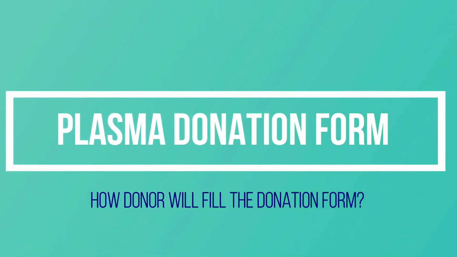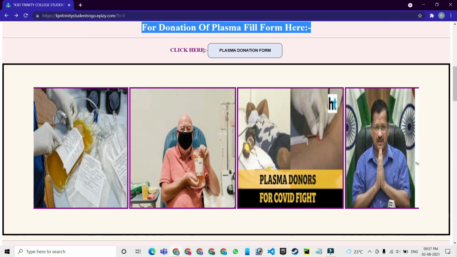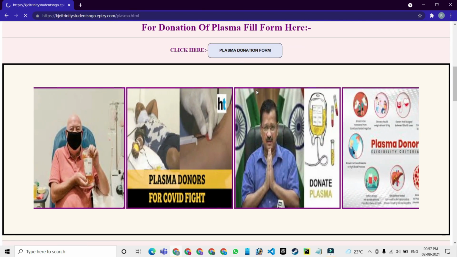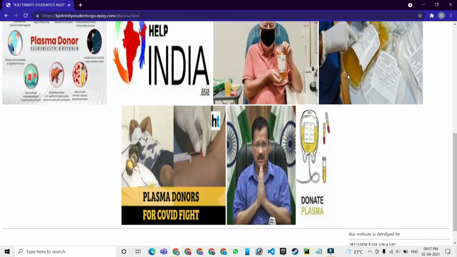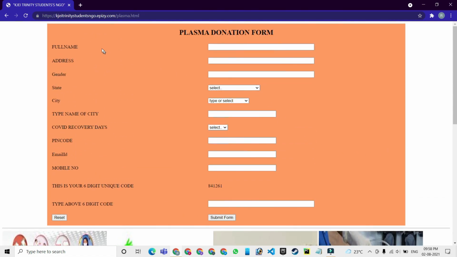How to fill the plasma donation form. Let's see the demo. After clicking on the plasma donation form button, you will get redirected to the form. In this plasma donation form, you have to fill in some basic information like full name, address, gender, city, pin code, mobile number, and specially the 6-digit unique code which appears on the form. So I will show you a demo of how to fill the form.